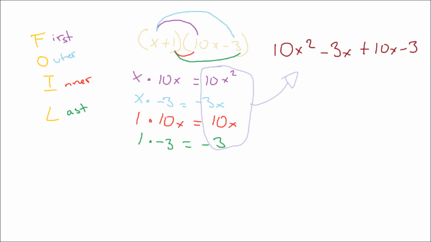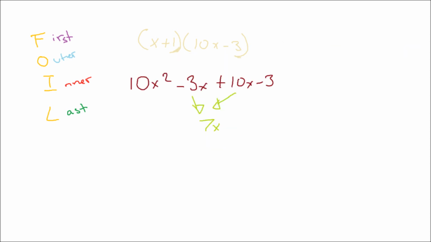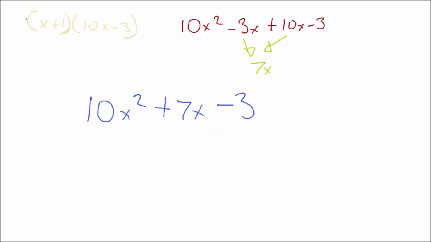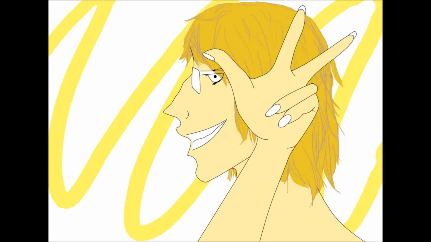As you can see, the answers, 10x squared, negative 3x, 10x, and negative 3, should look a bit familiar. If you rearrange them, you're back to the equation after you separated the 7. The last step is now to recombine negative 3x and 10x back into the 7x, and voila, you've got your original question back.